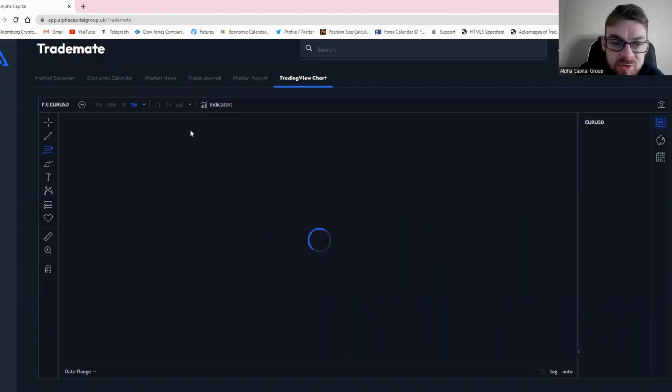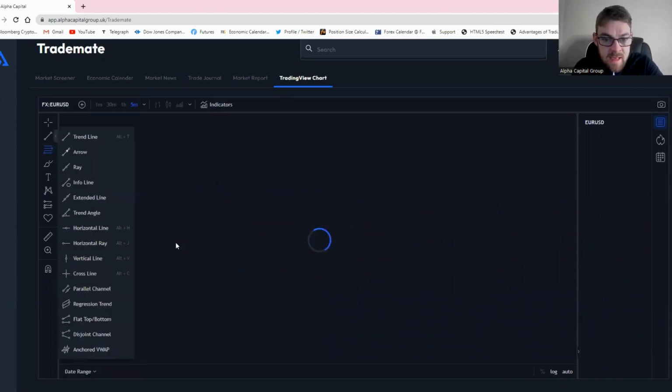So of course, this is TradingView there as well. The chart is just loading at the minute. However, the TradingView chart will appear. You can add your indicators, your retracement tools, anything you're looking for, your trend lines, and then you'll be able to trade accordingly off the back of that.